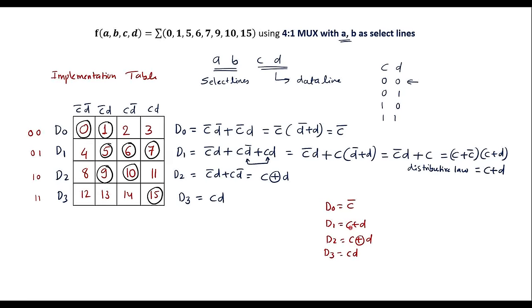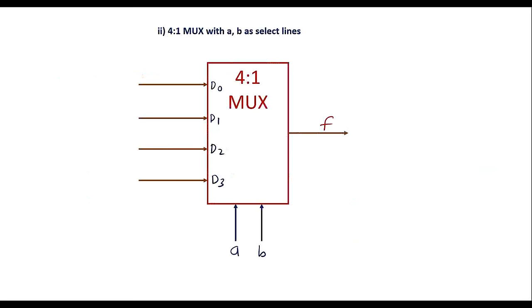Now let me connect these variables to the corresponding inputs. D0 will be equal to C bar. So here we have D0, and the input for this is C bar. Let me take this C variable and pass it through an inverter. The output of this is C bar. The output of the inverter is connected here to D0. So the D0 line will be selected when A and B are 0, 0, then D0 will be connected to F. That is, F will be equal to C bar.